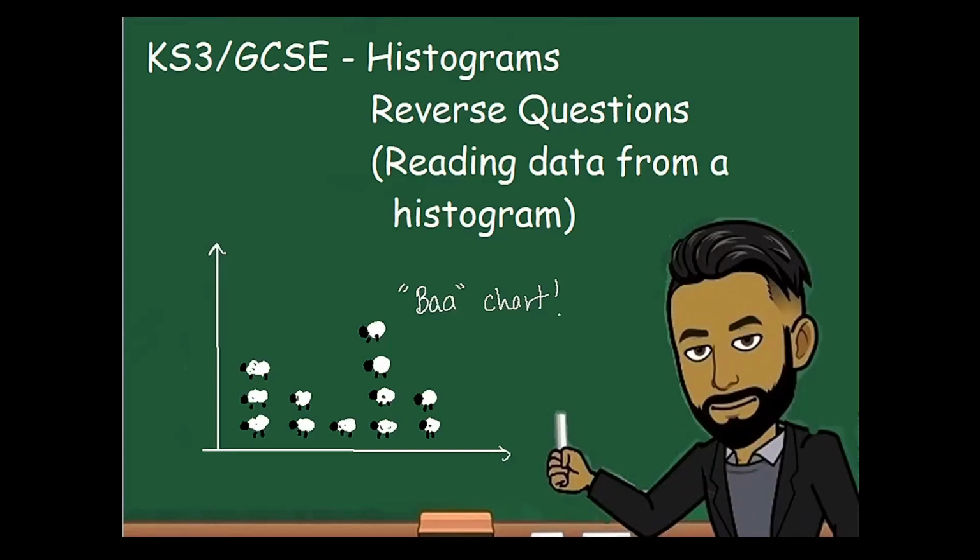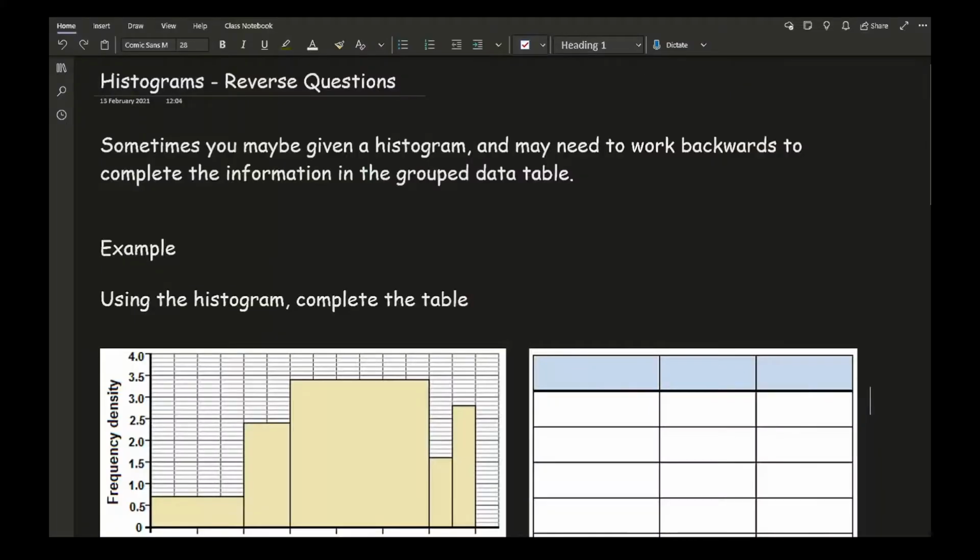So in this video, we're going to continue on the theme of histograms and focus on reverse questions. This is where you are given a histogram and you need to read information or work backwards in order to find the frequency or other information that you would usually expect in a given question when you're asked to draw a histogram. Depending on what level of maths you are working with, at higher levels, sometimes you may be given a histogram and you need to work backwards to complete the information in a group data table or work out the frequency of a particular group.